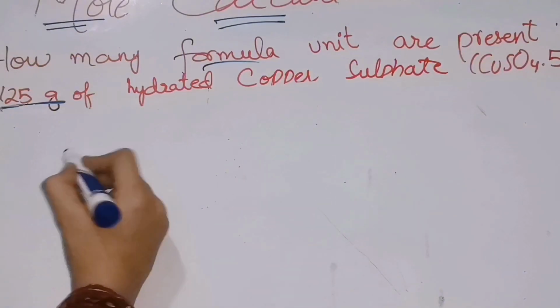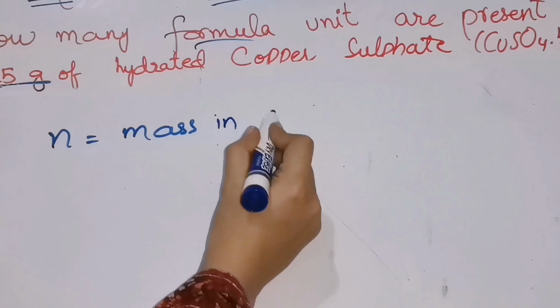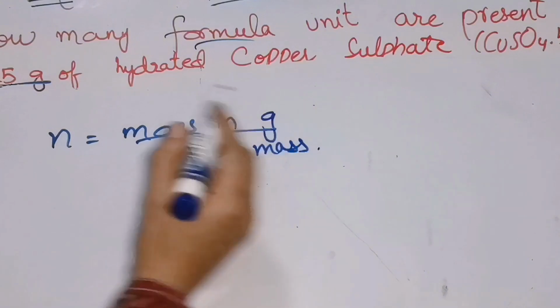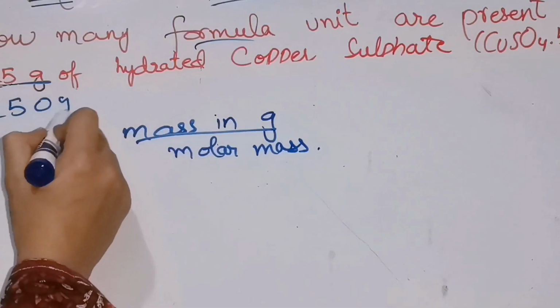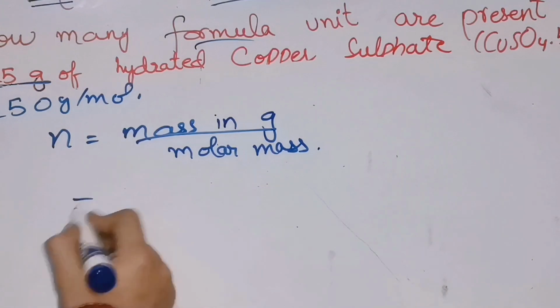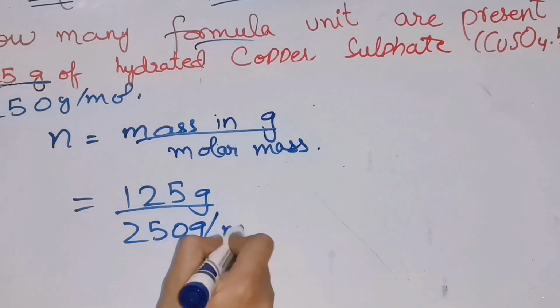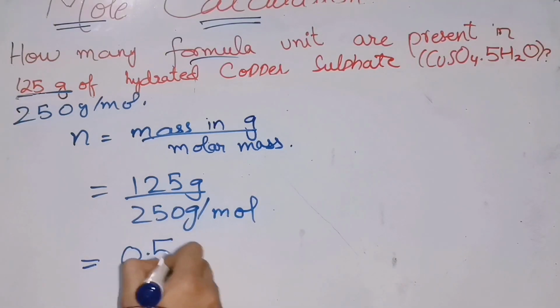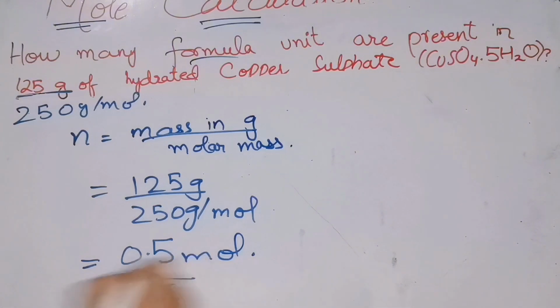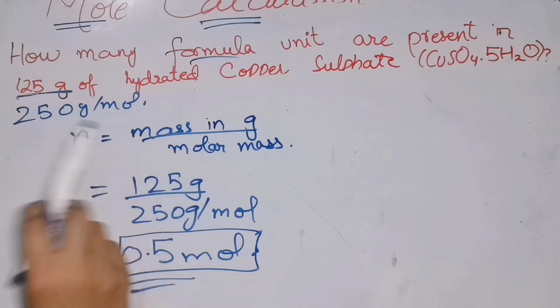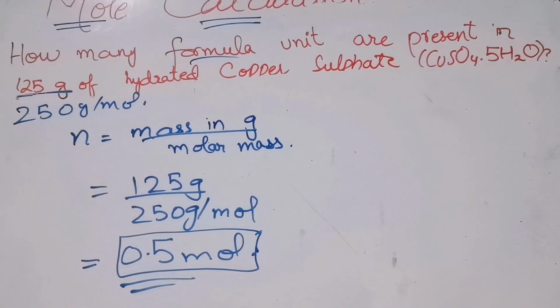Now we have found the molar mass. So number of moles was equal to mass in gram divided by molar mass. Molar mass was equal to 250 gram per mole. So we will write over here 125 gram divided by 250 gram per mole. Then we will have an answer of 0.5 mole. Okay. Now we have the number of moles. So now we can calculate the formula unit present in 125 gram or 0.5 moles of hydrated copper sulfate.